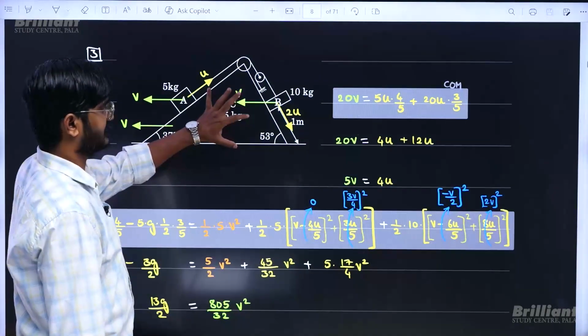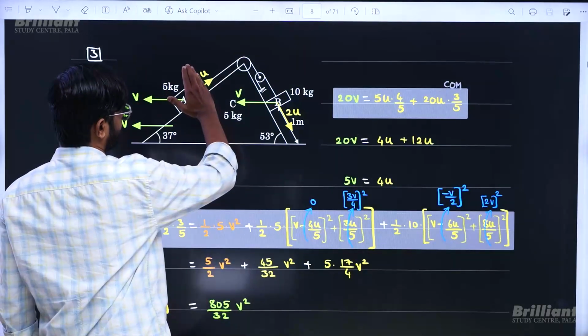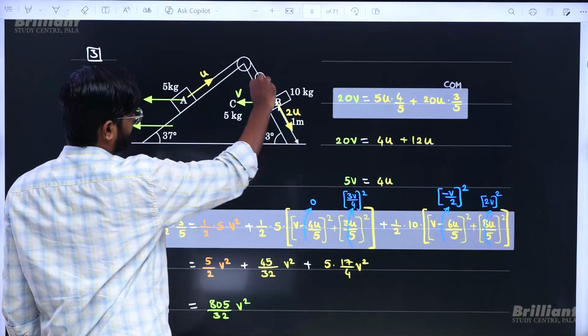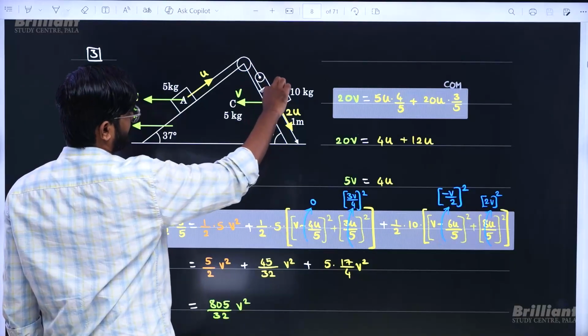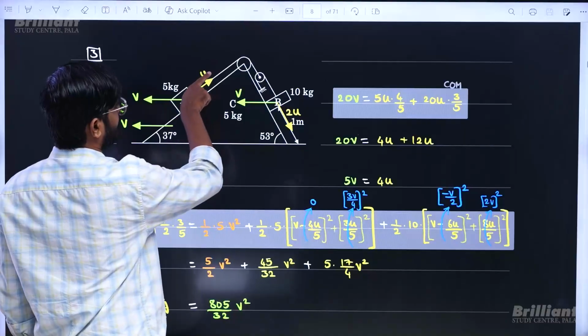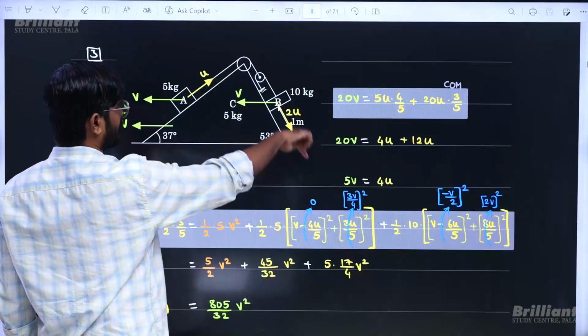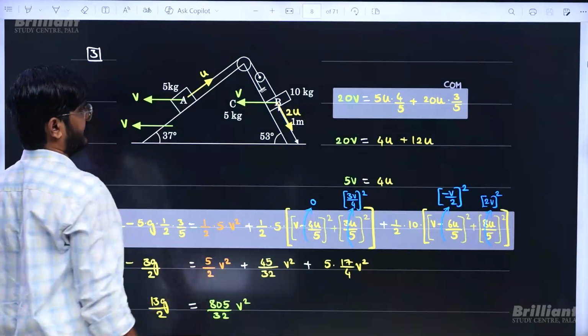If the wedge is fixed, you should understand that if A moves by distance x, then this pulley moves down by distance x, and this part will disappear, and this will go down by 2x. So if the speed is u at any moment with respect to the wedge, then this speed will be 2u, or if this goes down by 1 meter, this will go up by half meter.